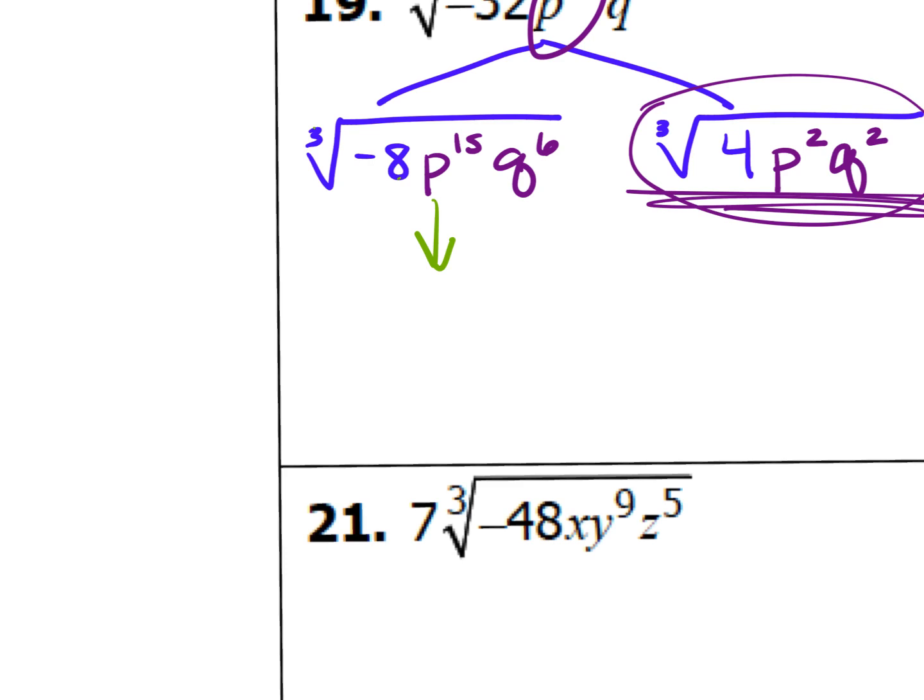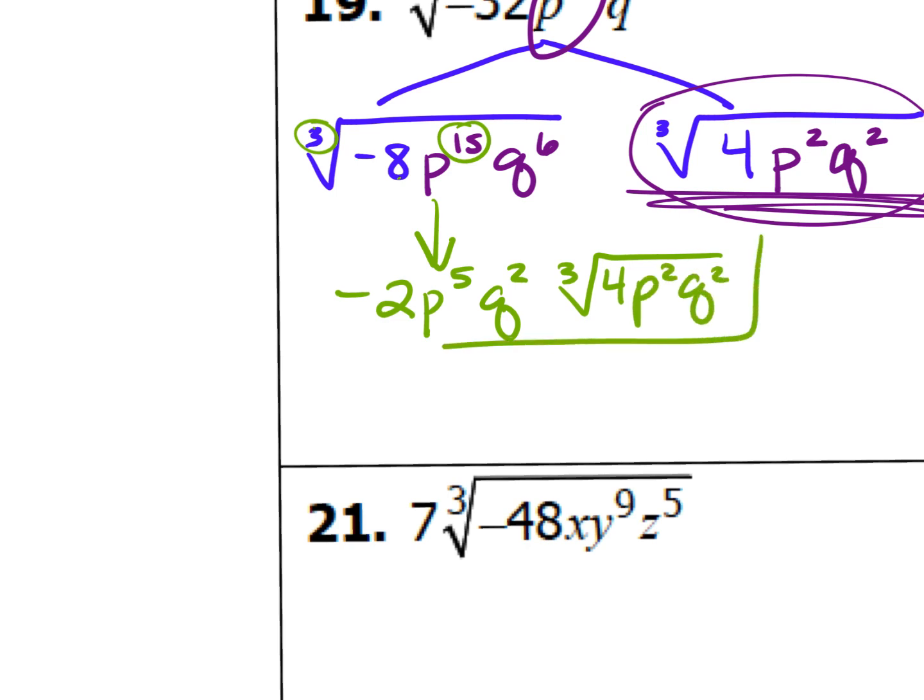So simplify this. What's the cube root of negative 8? Negative 2. The cube root of p to the 15th? P to the 5th, 15 divided by 3. Q to what power? The 2nd. And then it's the cube root of 4, p squared, q squared, and you're done. How's that looking?